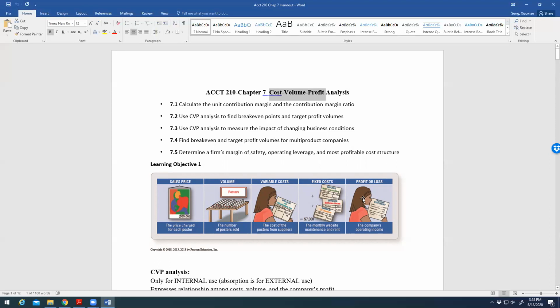And remember in chapter 6, at the end of chapter 6, I said, if you had a hard time understanding the CVP, understanding the variable costing method, don't worry too much because we will definitely go through that in detail in chapter 7.